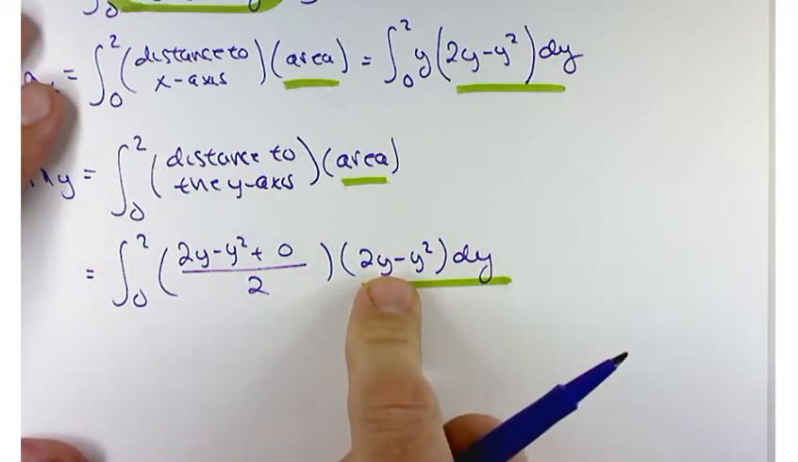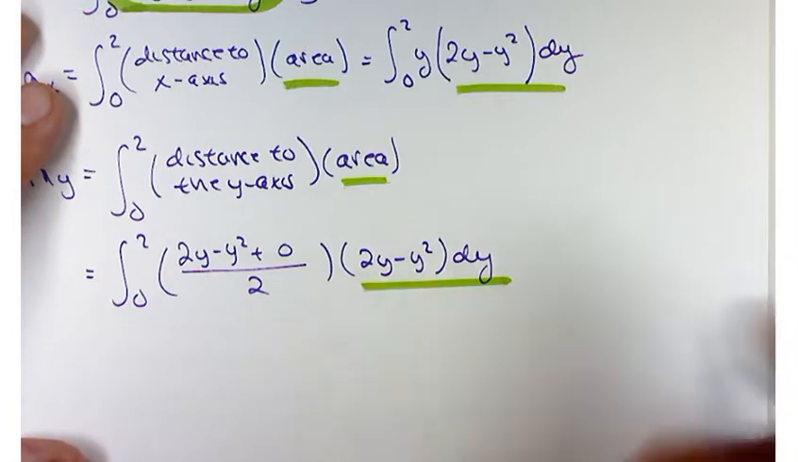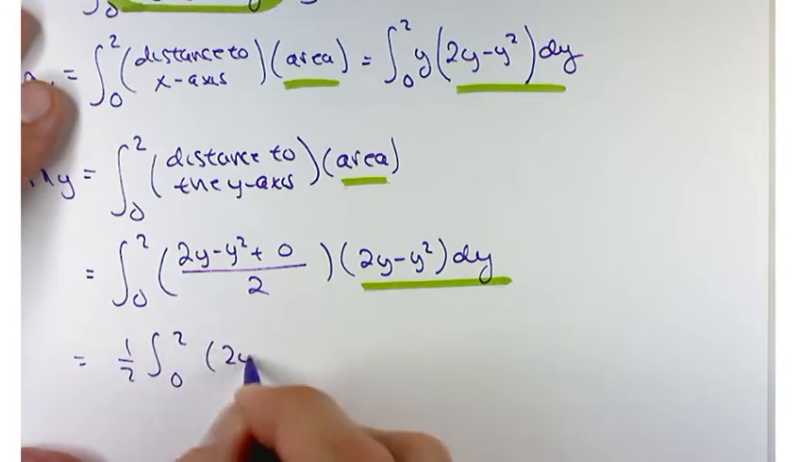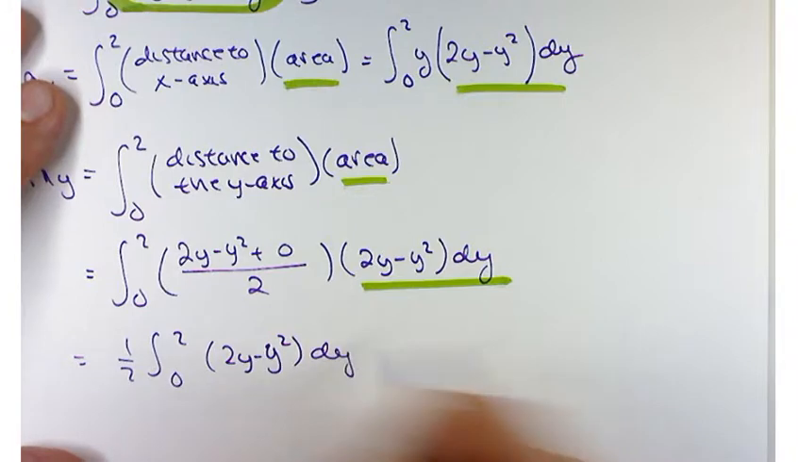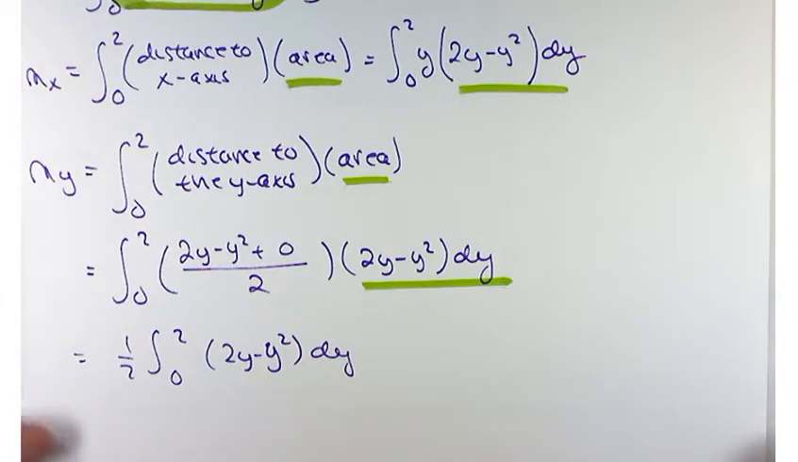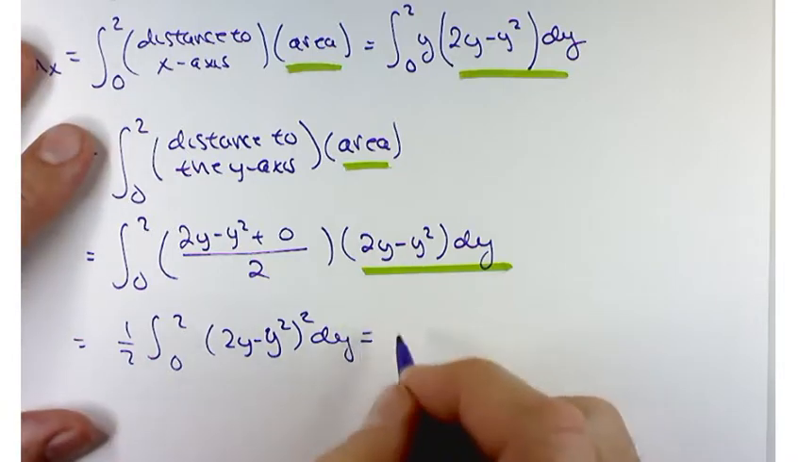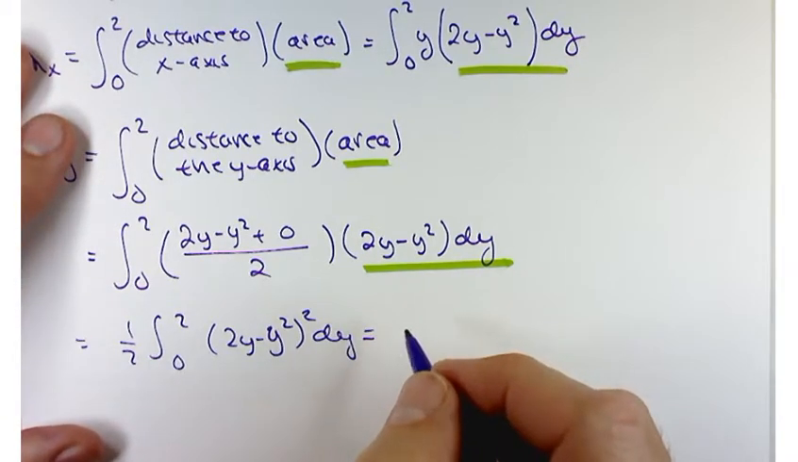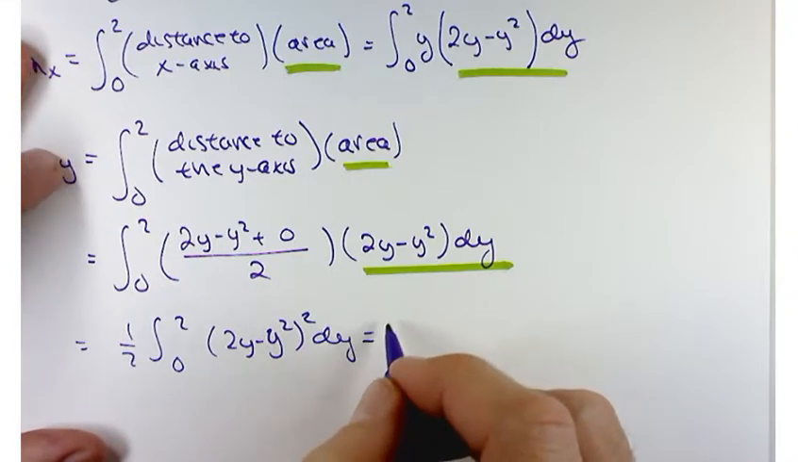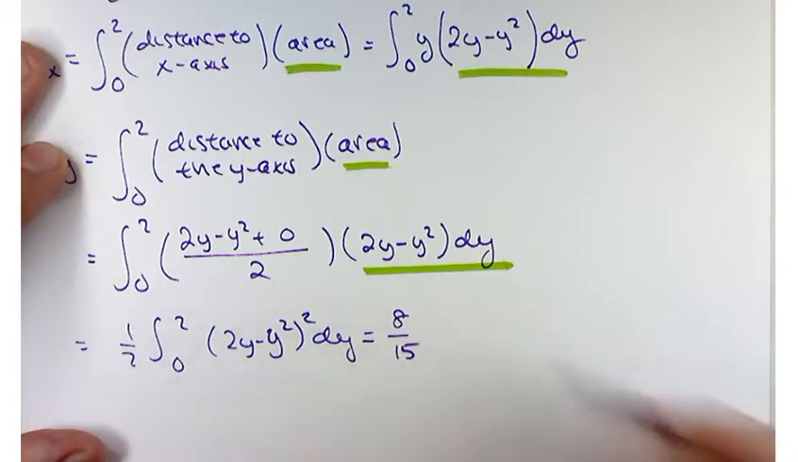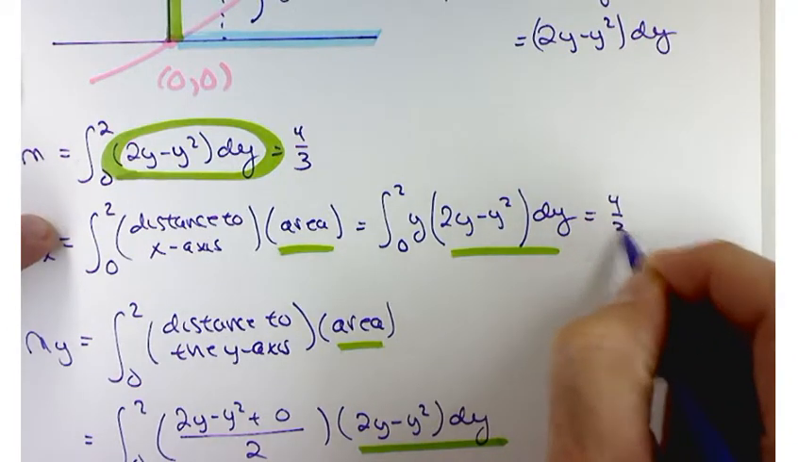Yeah, basically you end up squaring this thing, right? So 1/2 the integral from 0 to 2 of 2y minus y squared dy, squared. Again, I'm going to blow through a few calculations here for us. M sub y is going to be 8 over 15. And M sub x turned out to be 4/3.